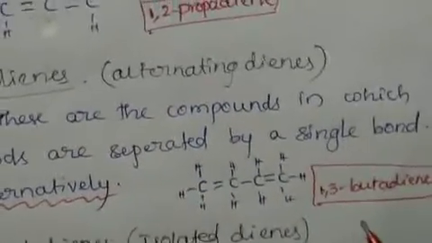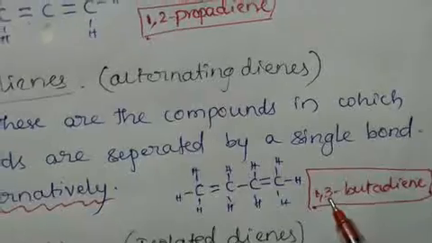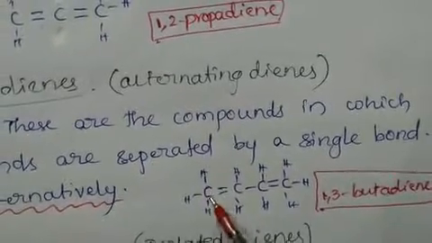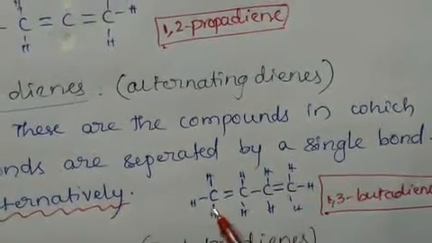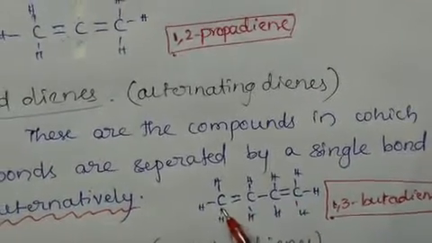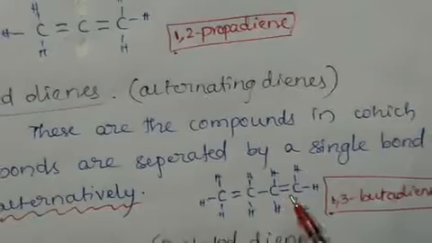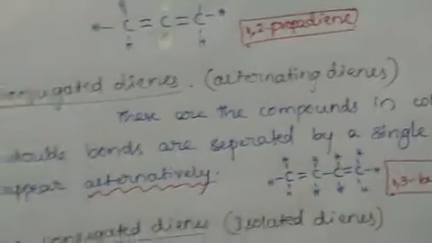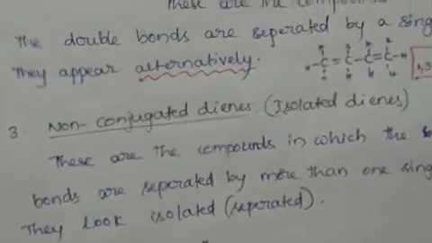So the name of this compound is 1,3-butadiene. See, 1, 2, 3, 4 carbons. 4 carbons means buta. It has 2 double bonds, diene, and the positions are 1 and 3. 1,3-butadiene. The third category is non-conjugated dienes.